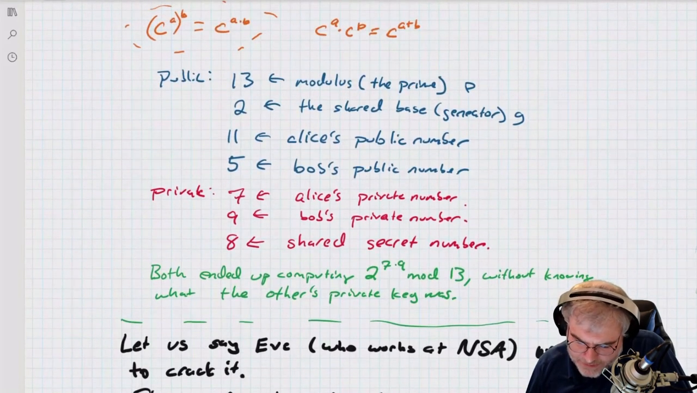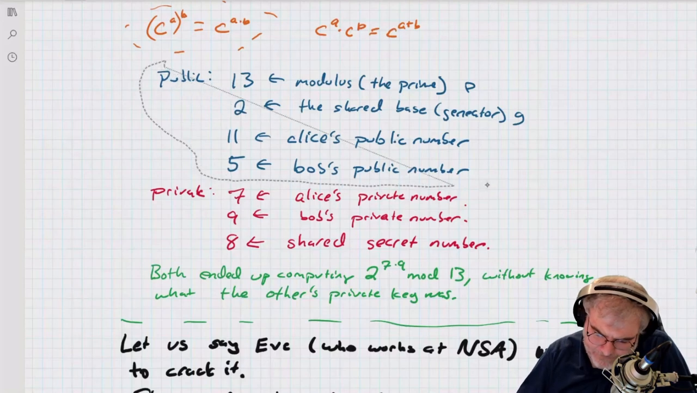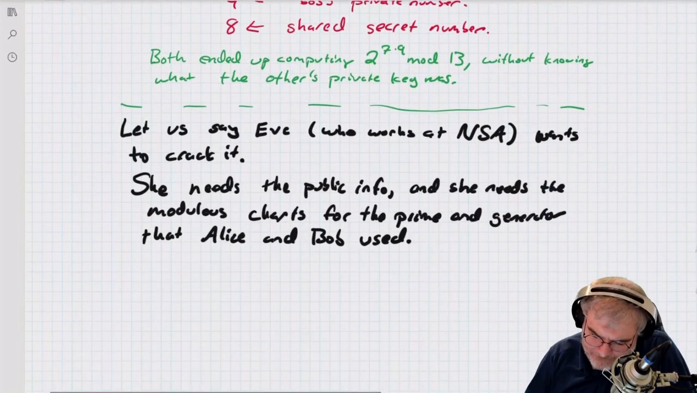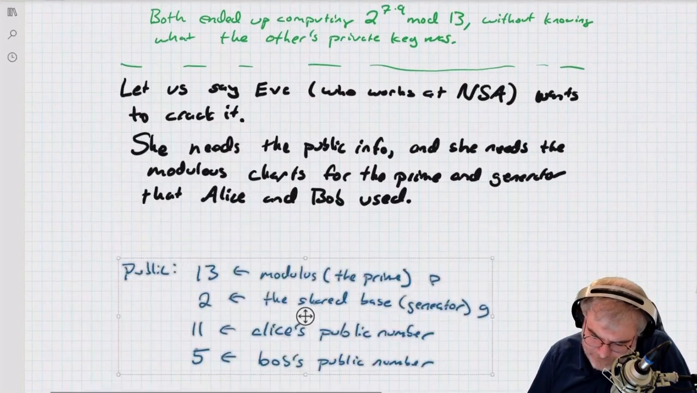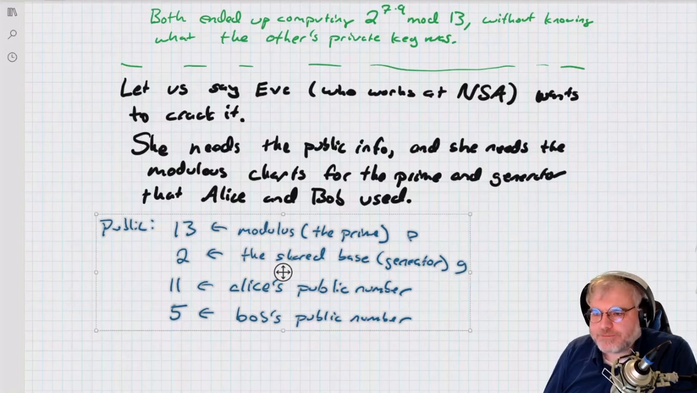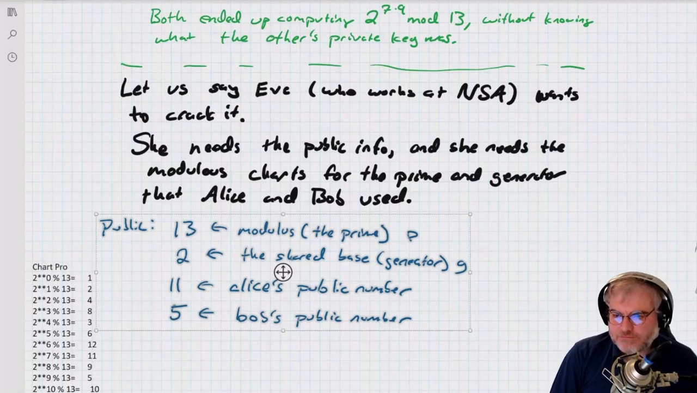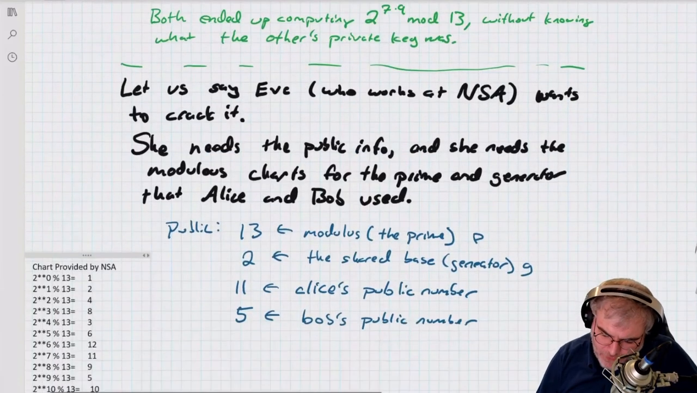So let's see what happened here. If I want to crack it, this is the information I've got. I only know this stuff right here. This is what I have. The other piece of information I need is this chart. Which chart am I using? This one right here. Copy, paste. So the NSA has on its computer this little chart for sufficiently small prime numbers.